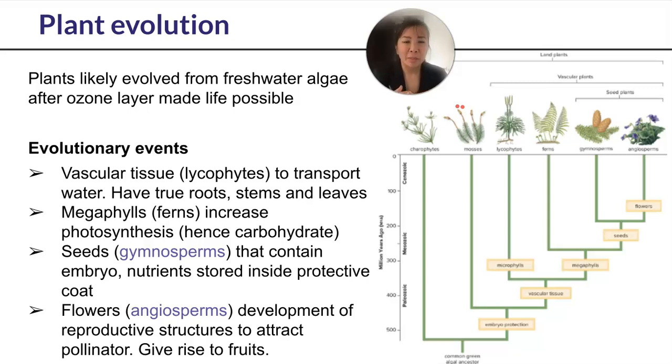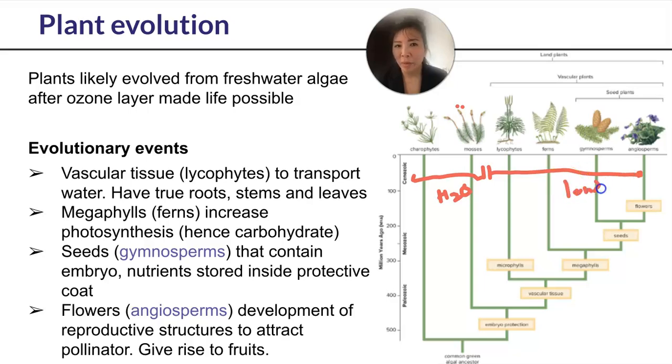And so it's theorized that plants most likely evolved from freshwater algae after the ozone layer was formed. So this probably happened maybe 500 million-ish years ago. And so let's take a look at some of the evolution here. Prior to plants moving to land, they pretty much lived in water. So we can say that during this time period, the plants are mainly in water, and over time, plants evolved to be able to actually survive on land.